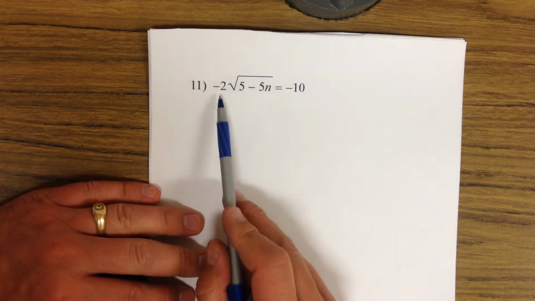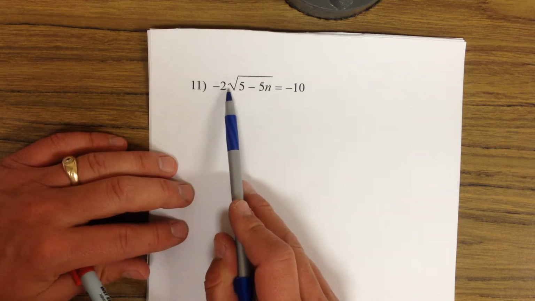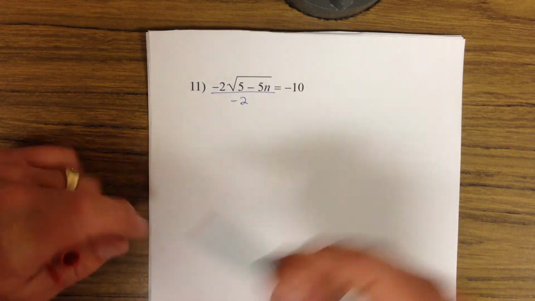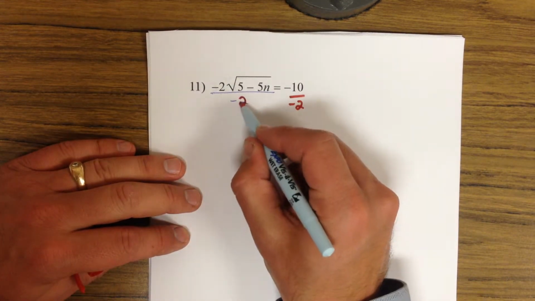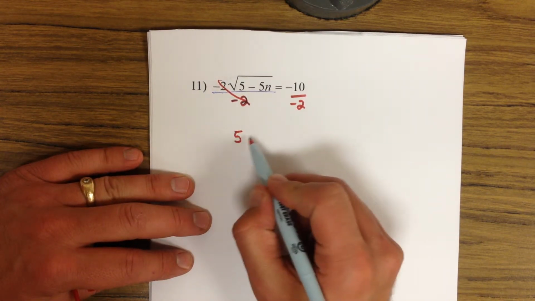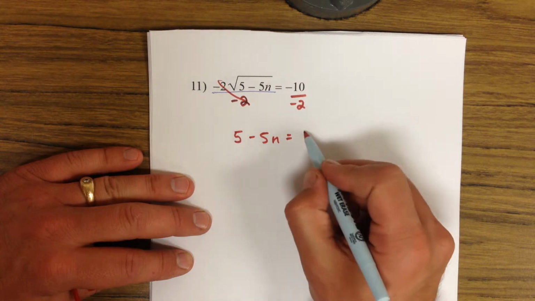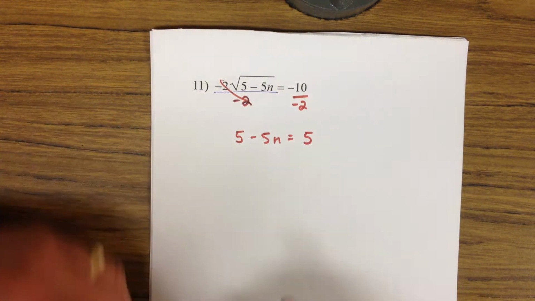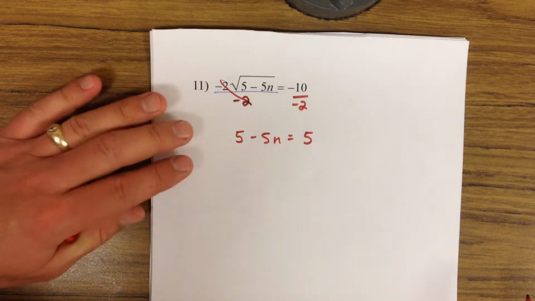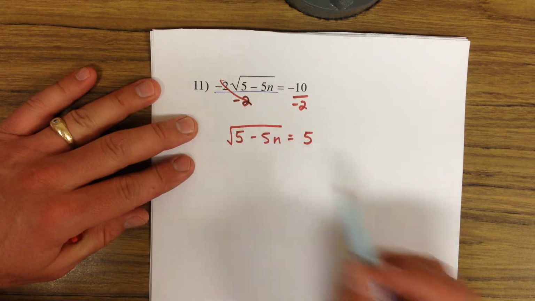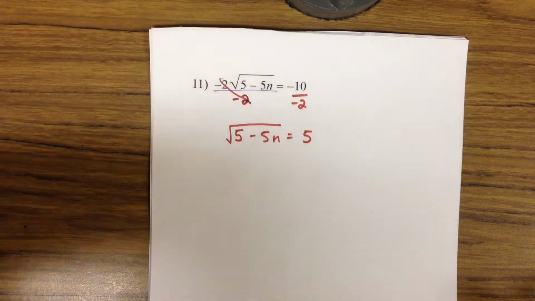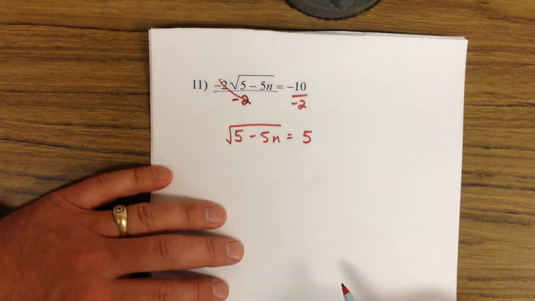Number 11, I see this -2 out front, and I know this is -2 times the radical. So I have to divide both sides by -2 before I get started. Those two are going to cancel out. Now, you have to be careful here. A lot of people, when they go to rewrite what's left, will write it just like this, and what they're forgetting is the radical. This thing is still a radical 5 minus 5n. So don't forget to rewrite that.